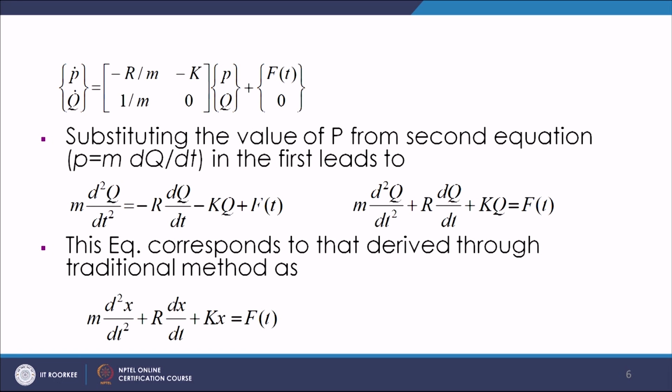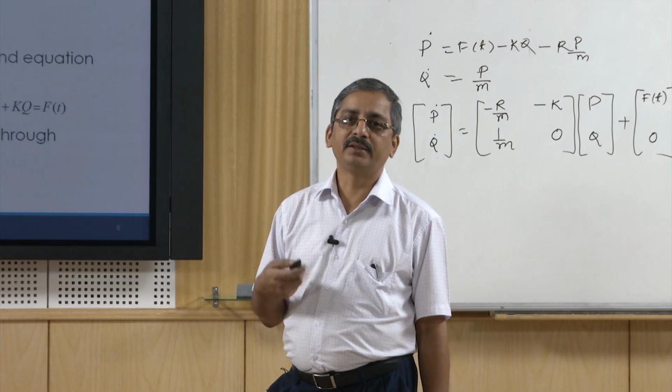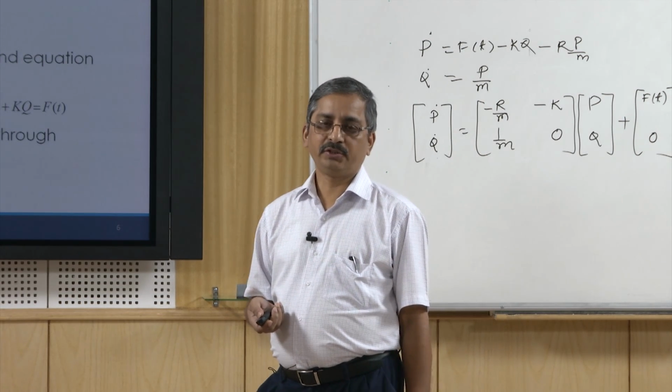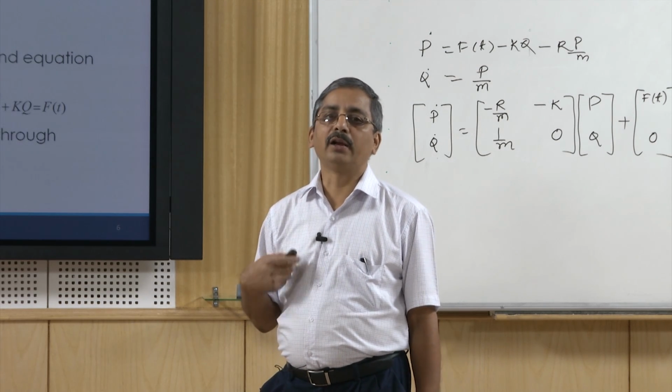is this equation, that is m d square q by dt square plus r dq by dt plus kq is equal to f t, or as I said, this is very similar to what we are more conversant with from our vibration course, that is m x double dot plus r x dot plus k x is equal to f t. Okay. So, this is how the system equations are derived using these two logics in the bond graph. So, we can see that the derivation of the system equations we have algorithmized.